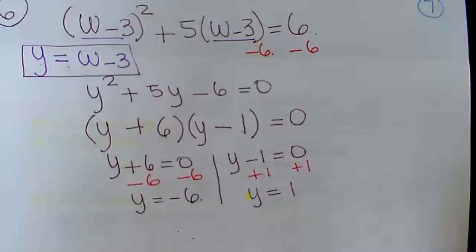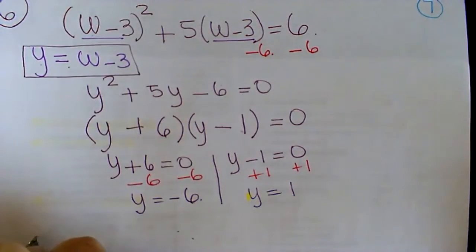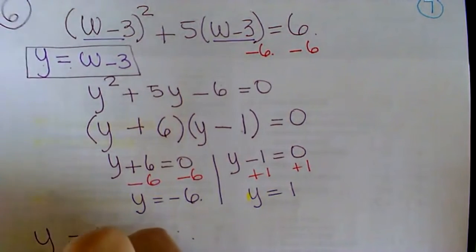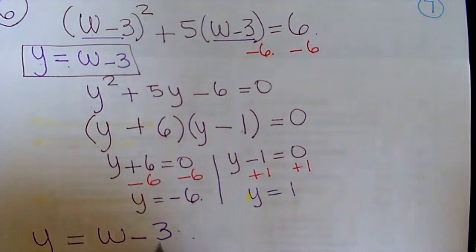So what do I have? I said that y was equal to w minus 3.